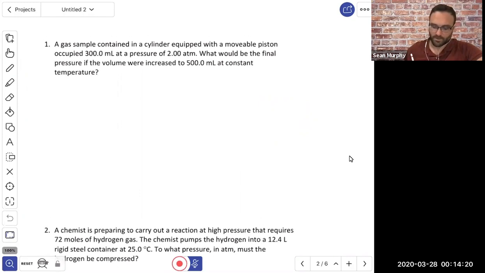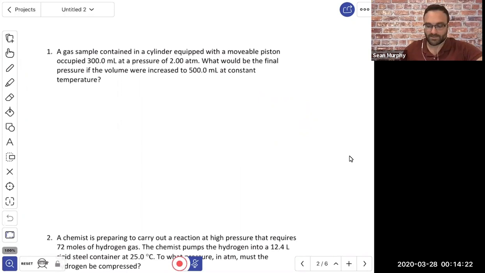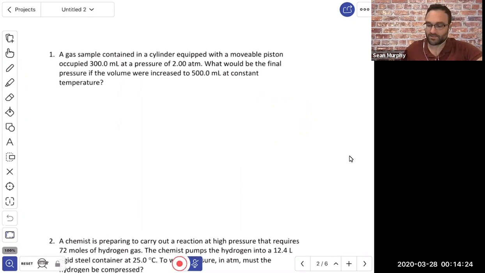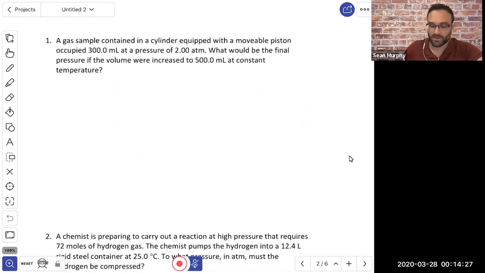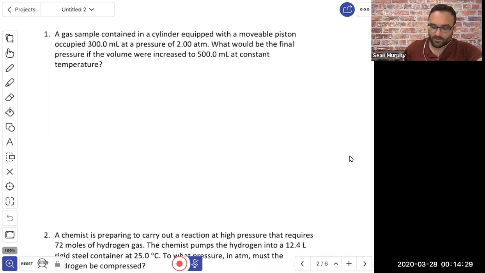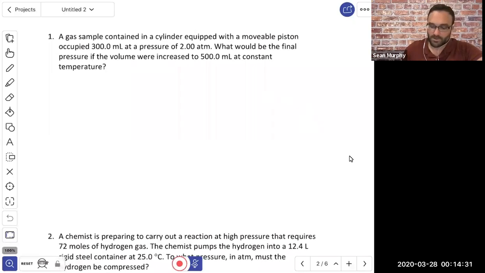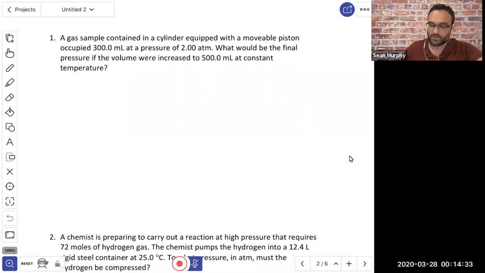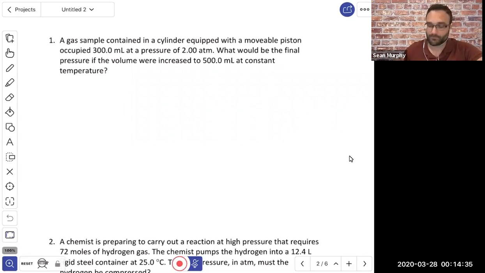Let's do red. A gas sample contained in a cylinder equipped with a movable piston occupied 300 milliliters at a pressure of 2 atmospheres.